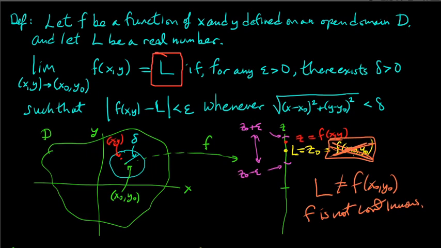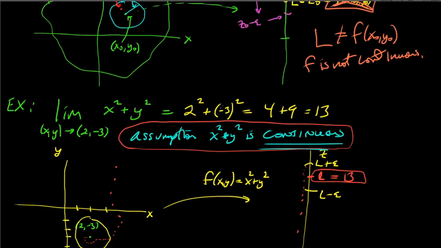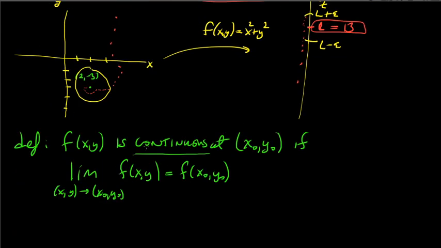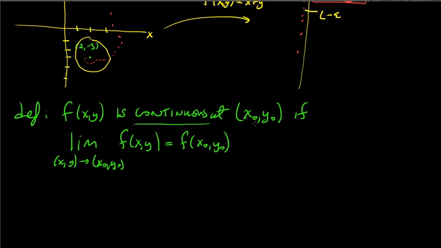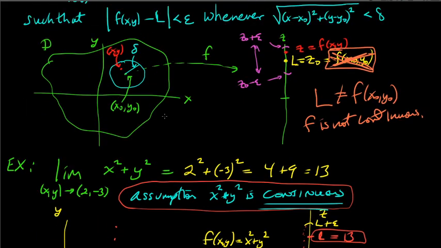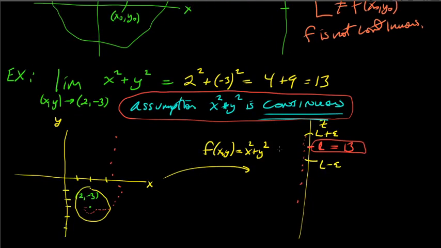Okay. So if you don't understand the epsilon delta definition, then hopefully you understand limits from Calc 1, and you understand what continuity is from Calc 1. It's very similar, except for the fact that we're dealing with disks and not intervals. And so that does make calculating limits a little bit trickier.